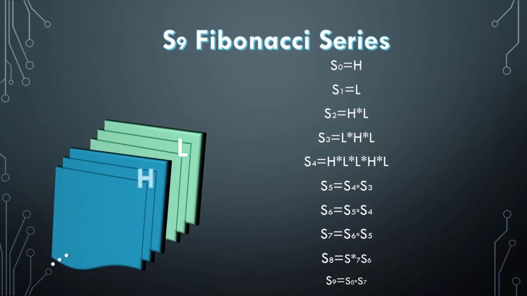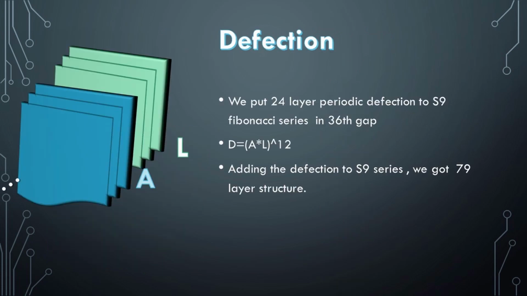In photonic crystal design, generally people are using different types of series. For example, Thue-Morse, Fibonacci, and Cantor series. In this design, we preferred 9th step of Fibonacci series. After that, we add some defection to our Fibonacci series for improving the performance of filter. Our defection was chosen in periodic structure.